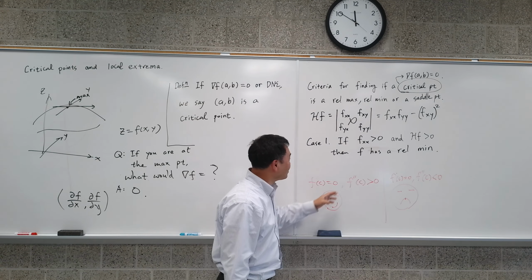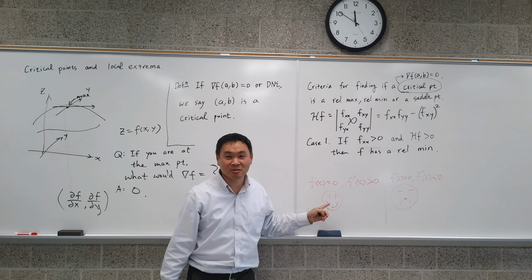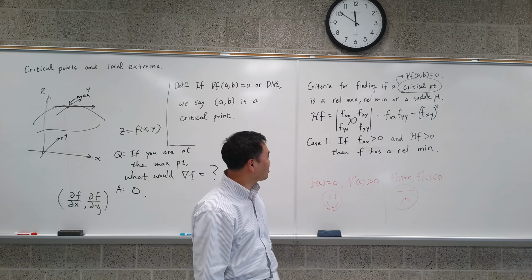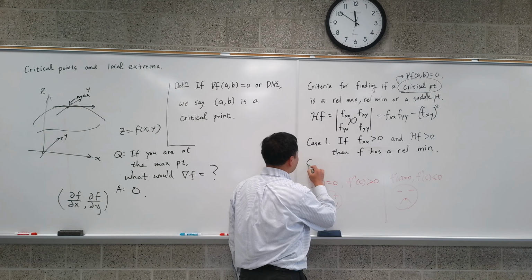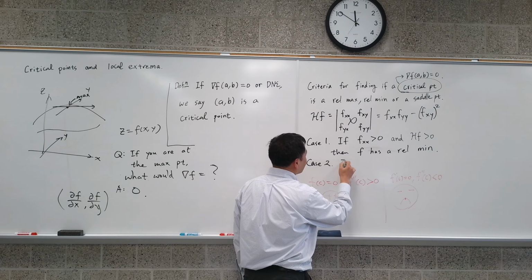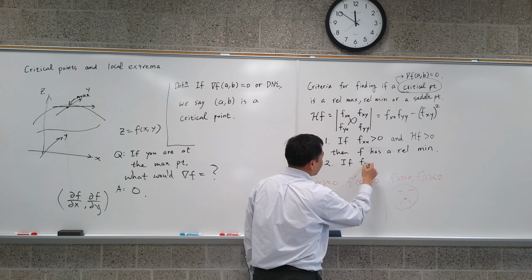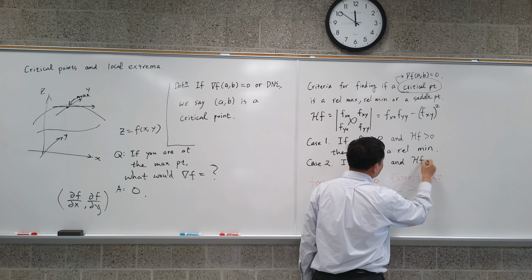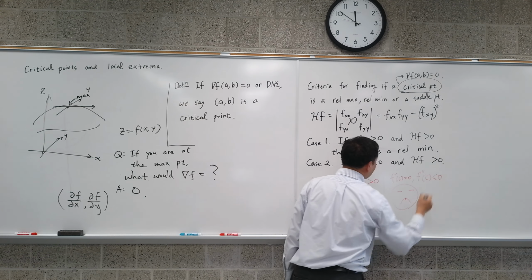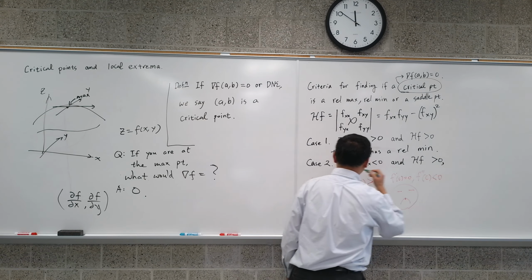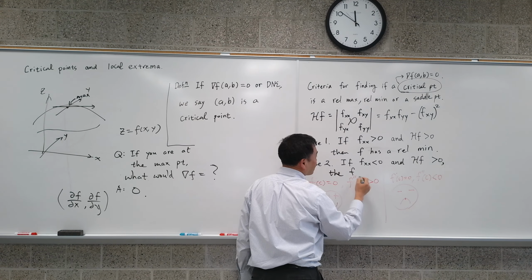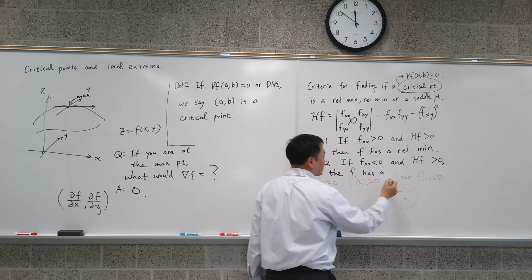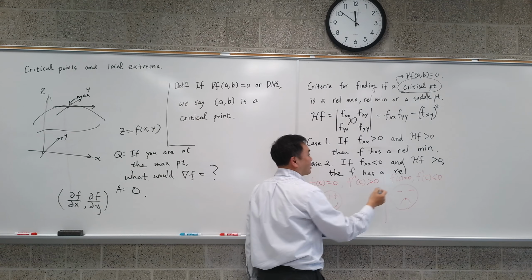Okay, so as you can see, if the second derivative is positive, it's the smiley face, so it gives you a relative minimum. Okay. Case two: if fxx is negative and the Hessian of f is positive as well, then f has a what? Relative max.